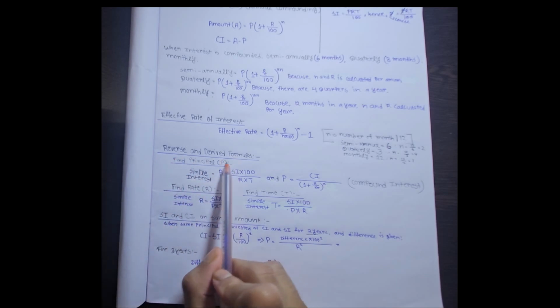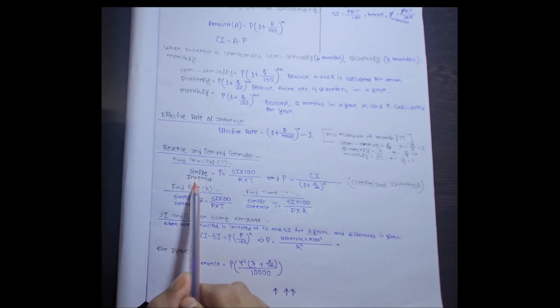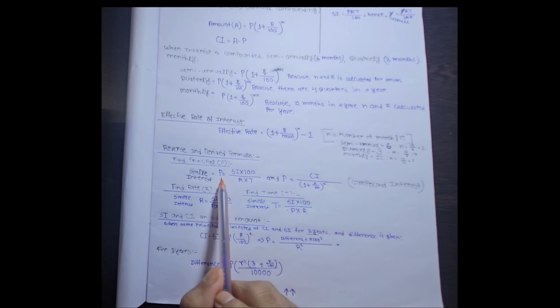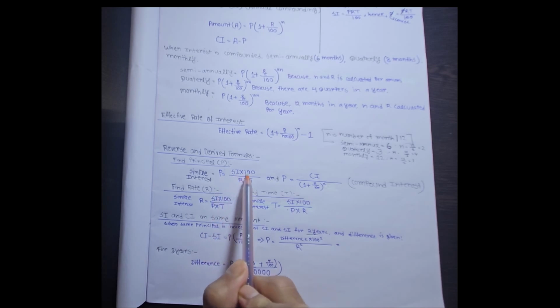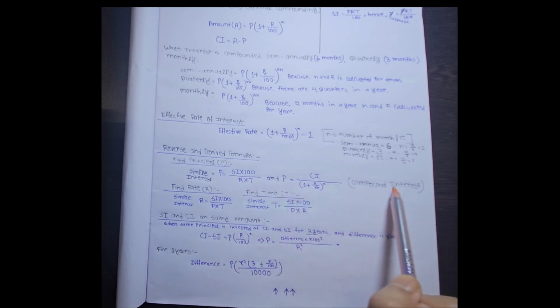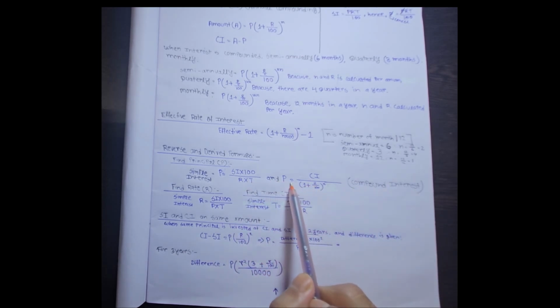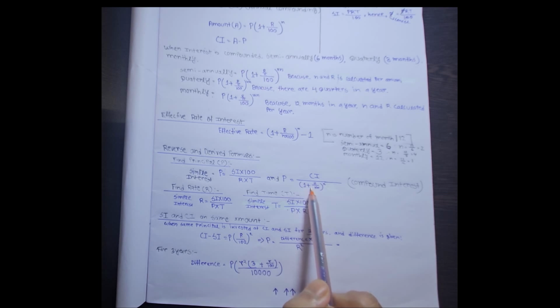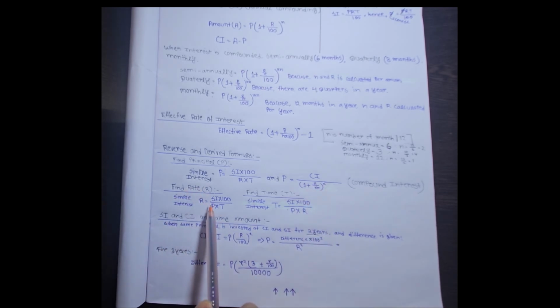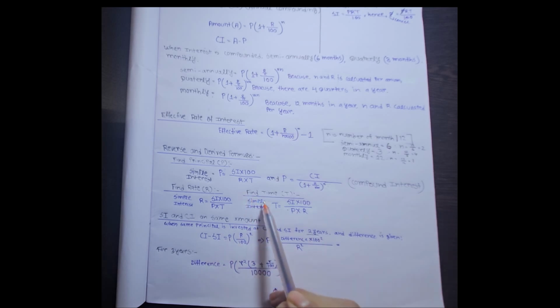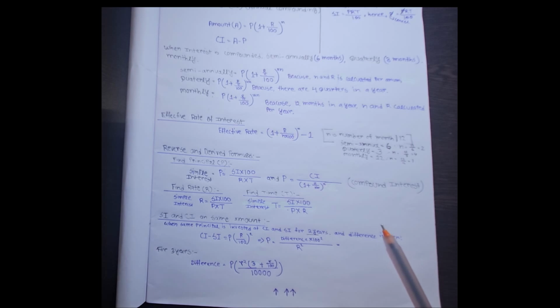Then we have the reverse and derived formulas. If we are given simple interest and we need to find principal, we can write principal equals simple interest times 100 divided by rate of interest times time. In the case of compound interest, principal equals compound interest divided by 1 plus r by 100 to the power n. If we need to find rate, we say simple interest times 100 divided by principal times time. And for time, we say simple interest times 100 divided by principal into rate of interest.